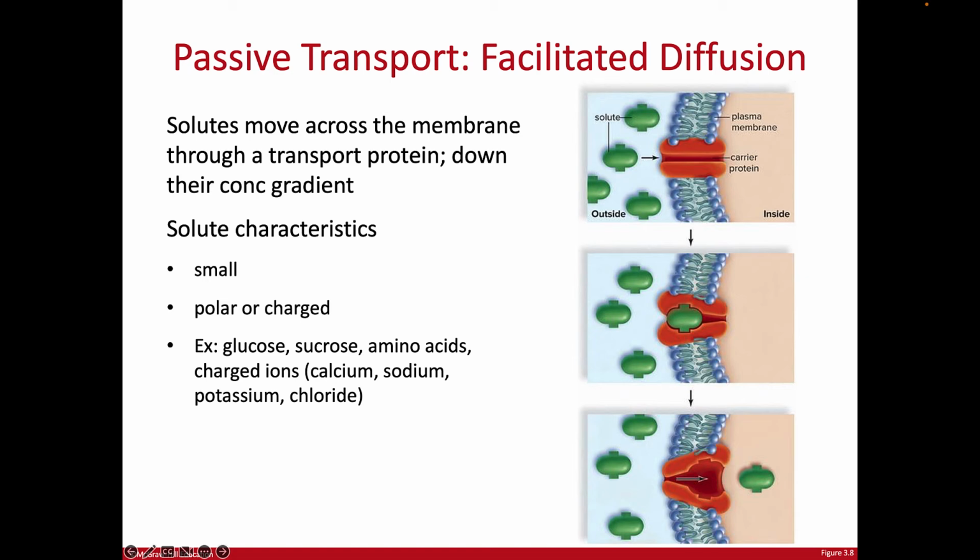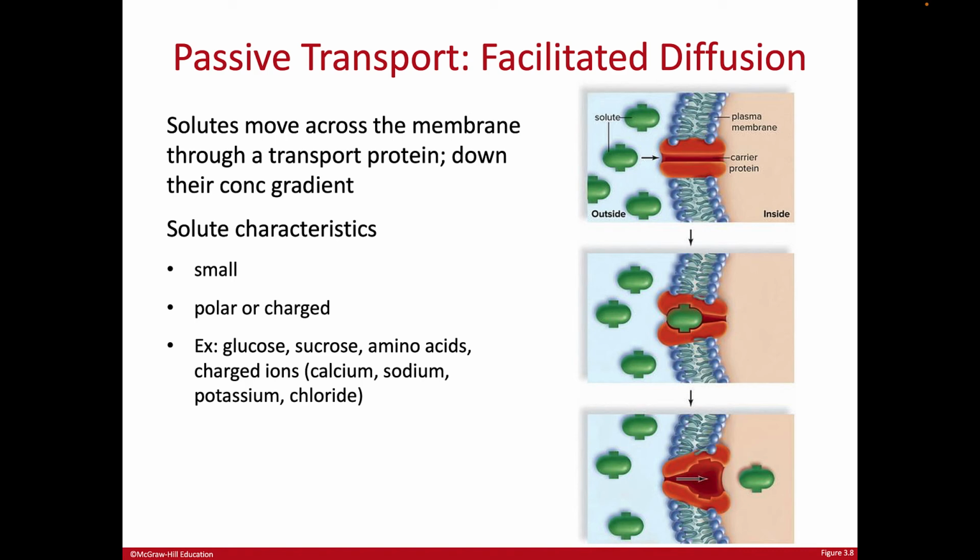Or it could be like this, where it has a shape change. But it's helping move the solute, the green solutes, into the cell. Or it could be moving out of the cell. Either way, it's moving from high concentration to low concentration.